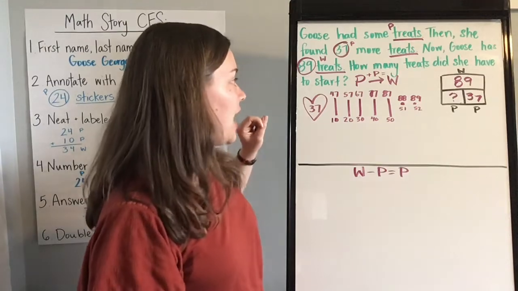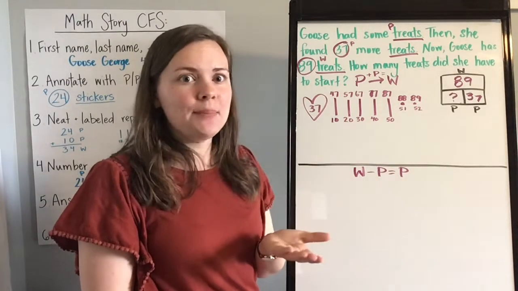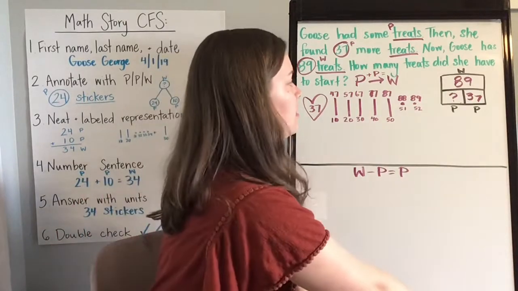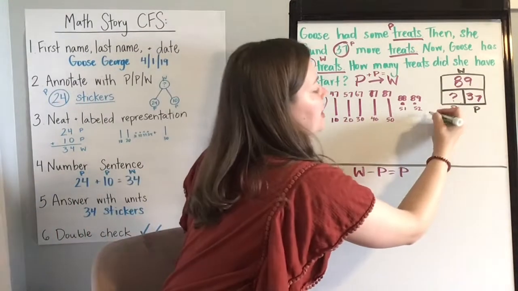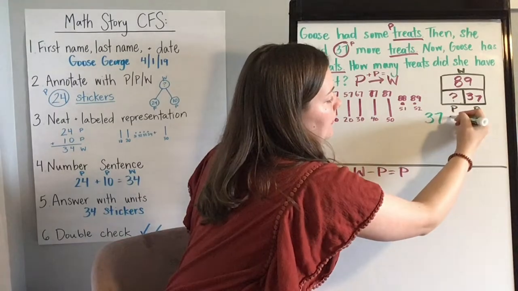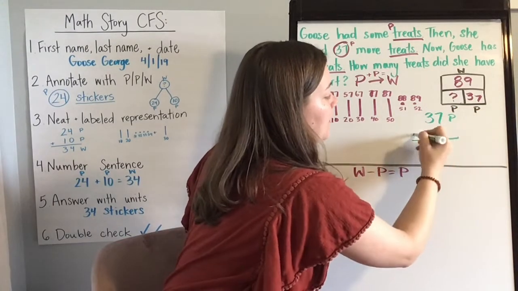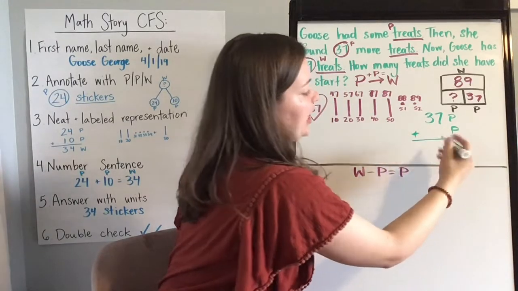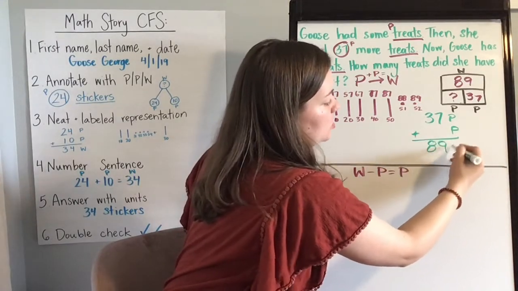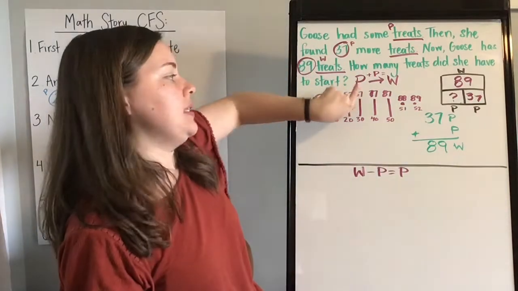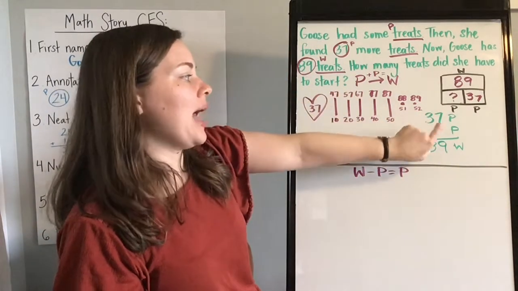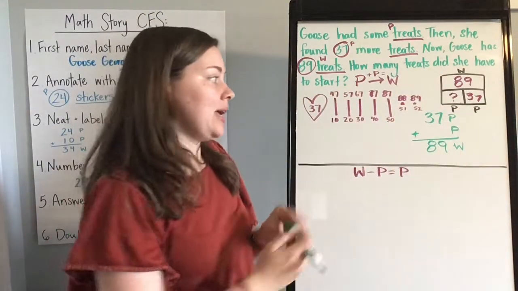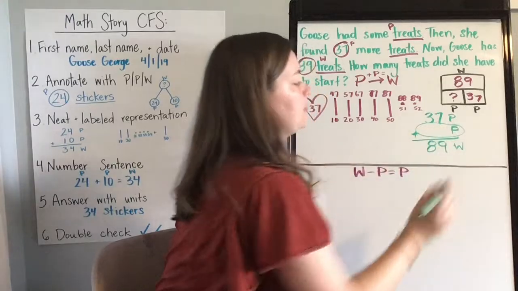So let's try stacking, but it might be a little bit different than what you're used to. I'm going to write 37, labeling that as my part, plus something will give me, plus my next part will give me my whole of 89. So I'm kind of thinking backwards here, but I'm still doing the same thing of saying, let's start at the part, add something, and get to the whole. So let's start in the ones place like we normally do with stacking. Remember, we're looking for this missing part.